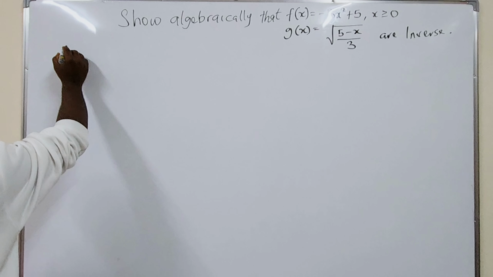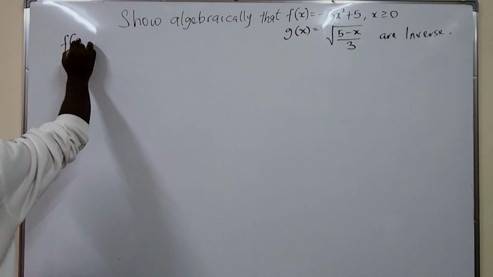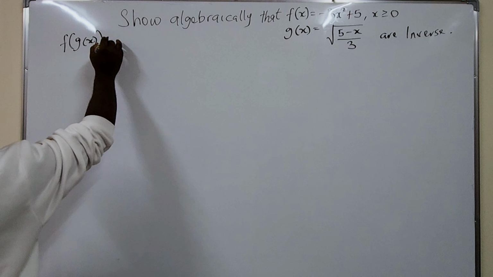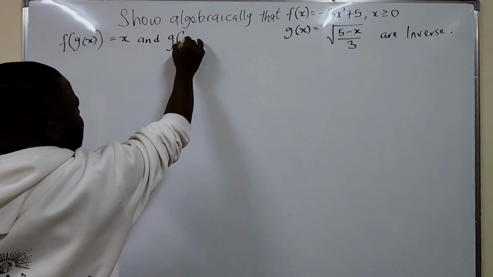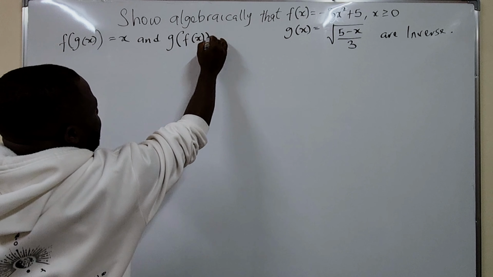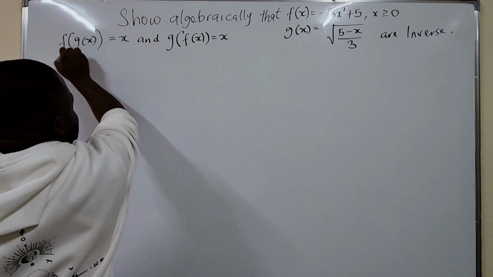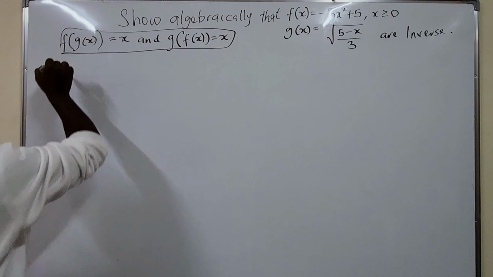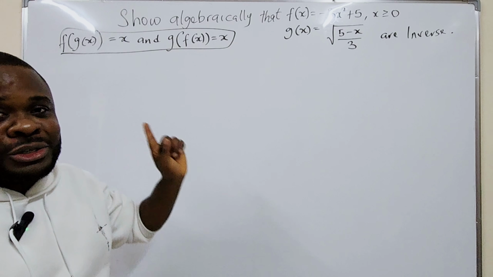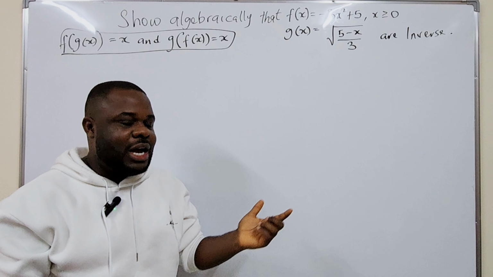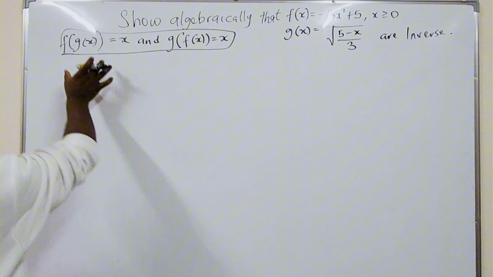The first one is that the composite of this function must be equal to x, and the composite of g of x must also be equal to x. So this must be achieved. Now, if you don't know what composition of function is, please go and watch my video where I explain how it's done. So let's do the first one.